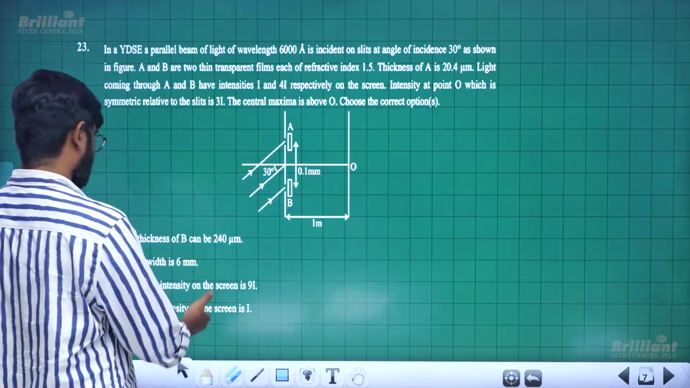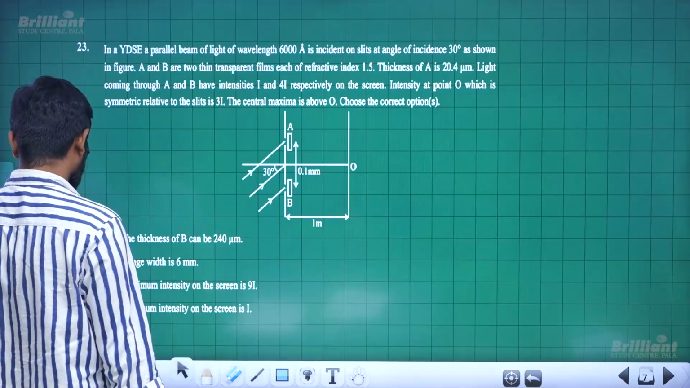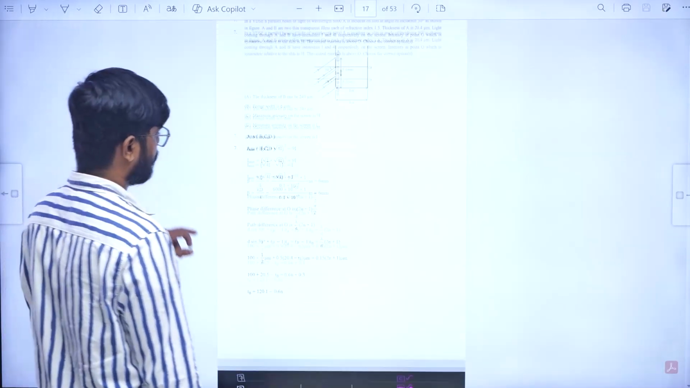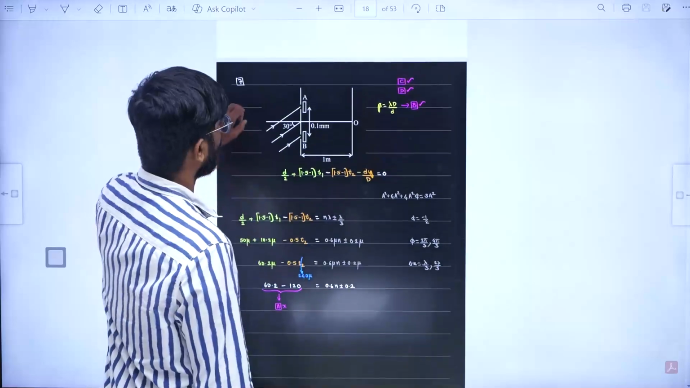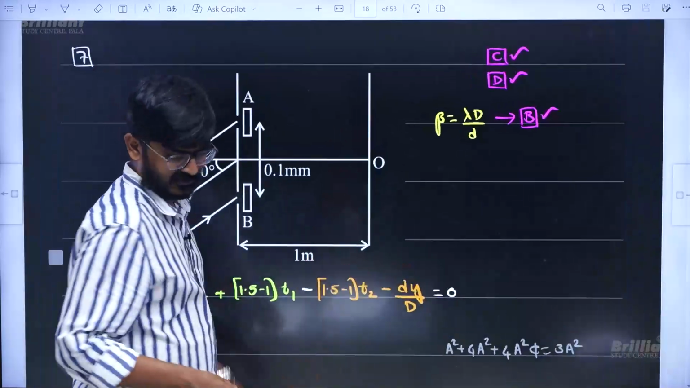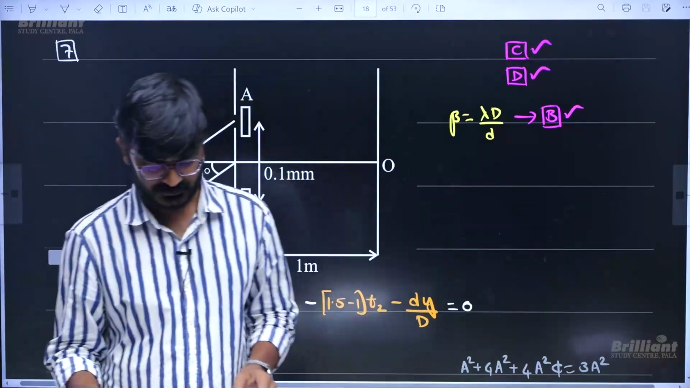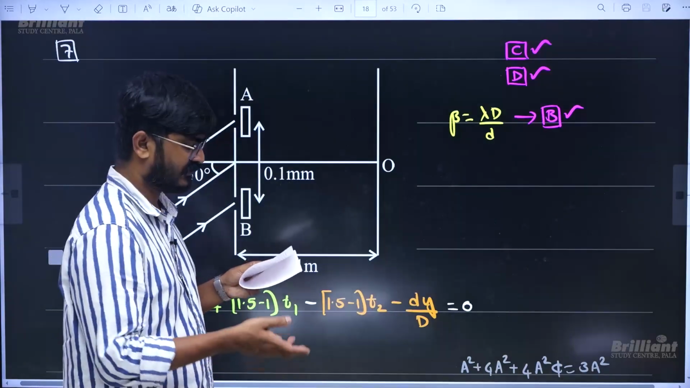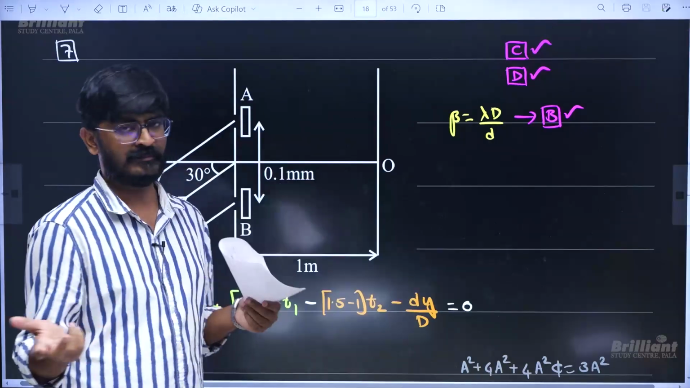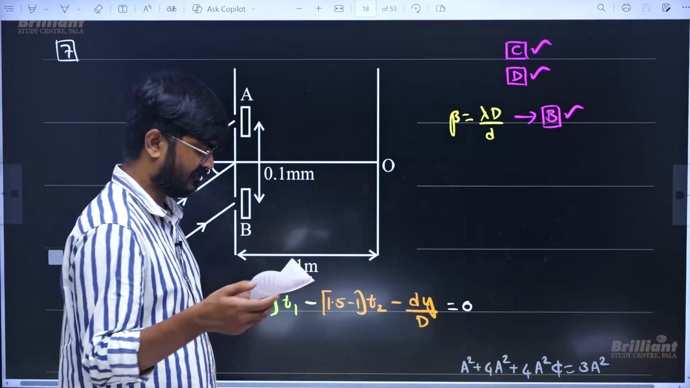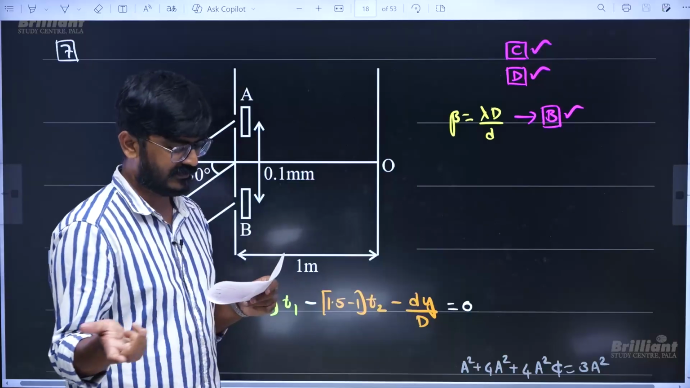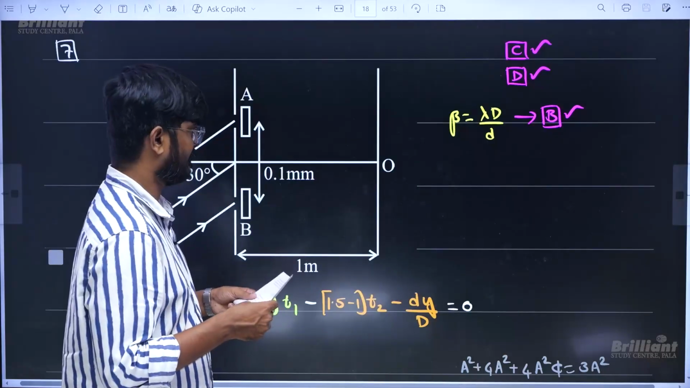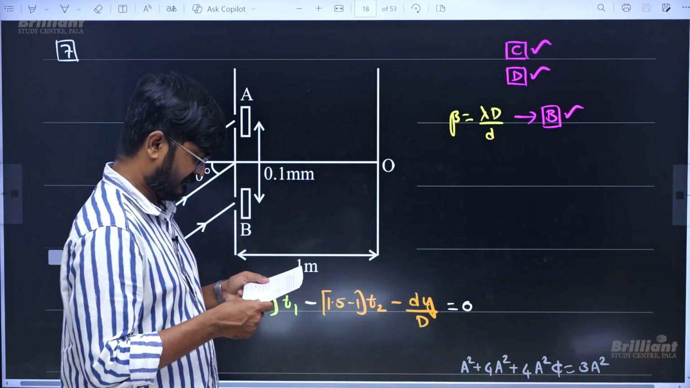And they were asking about maximum intensity, minimum intensity and fringe width. All this you can directly calculate. I didn't do the calculation for C and D, but you should be able to expect. So intensity is given as I and 4I, so I can take amplitude as A and 2A. So maximum amplitude will be 3A, so maximum intensity will be 9I. Minimum amplitude will be A, and so minimum intensity is going to be I. So C and D will be correct.